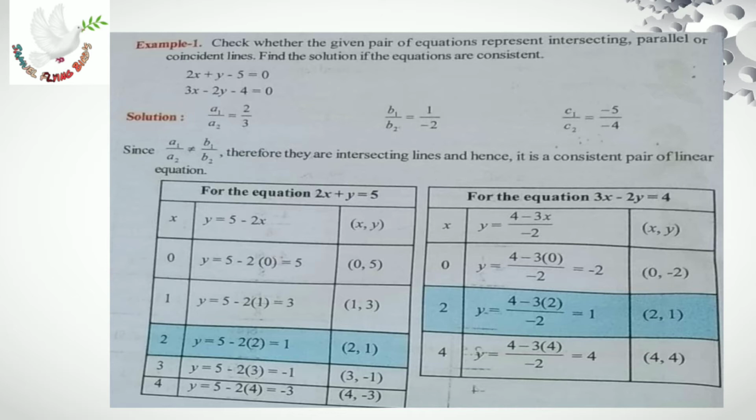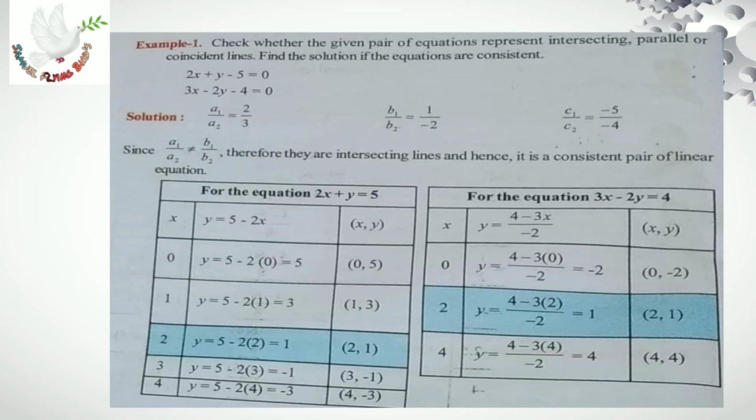By considering the first equation, we need to find some points to plot on the graph. Now, considering the first equation, 2x plus y equal to 5. Here, if x equal to 0, we get y equal to 5. If x equal to 1, y equal to 3. If x equal to 2, y equal to 1. If x equal to 3, y equal to minus 1. If x equal to 4, y equal to minus 3. Substituting all the x values in the expression y equal to 5 minus 2x, we get all these points.